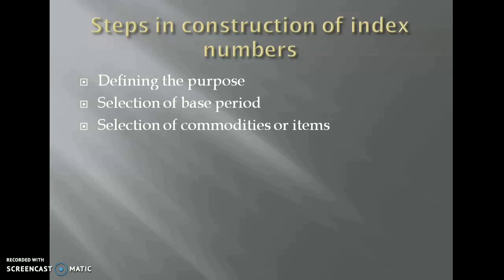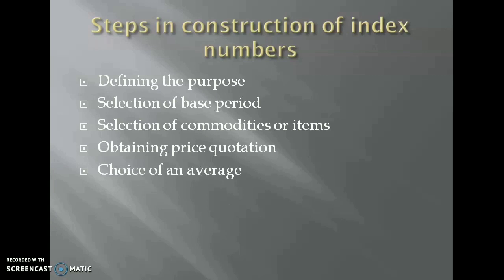And the next one is obtaining price quotations. We all know that the prices of many commodities vary from place to place, and also from shop to shop in some places, isn't it? So price quotations are to be obtained first from different places and different agencies at regular intervals. Once the price quotations are obtained, averages are taken and used in construction of index numbers.